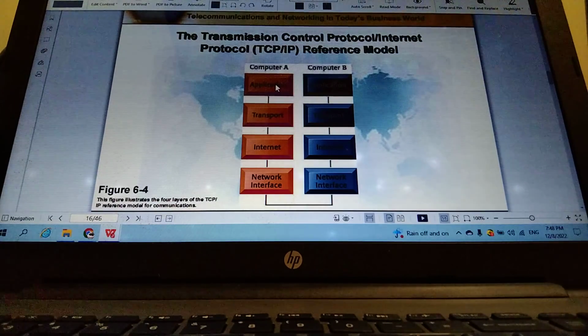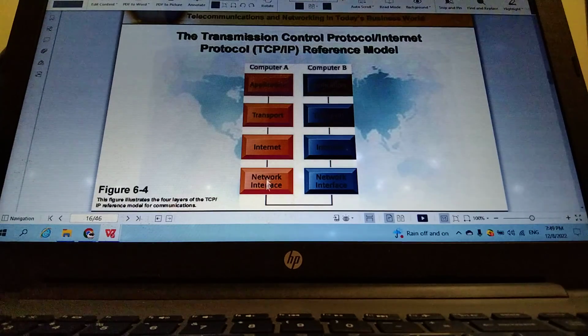Over the packet switching, it will go through the transport layer, internet layer, network interface card, your network card, over the cabling or over the wireless to the other device, to computer B's network card, goes through the internet layer, transport layer, and finally it will be seen as an email or message on the other side by your receiver.